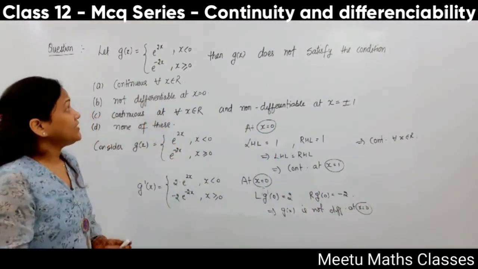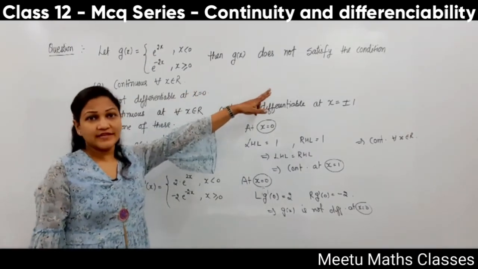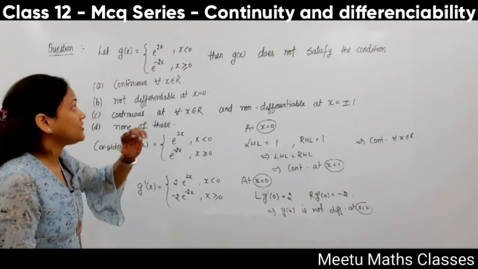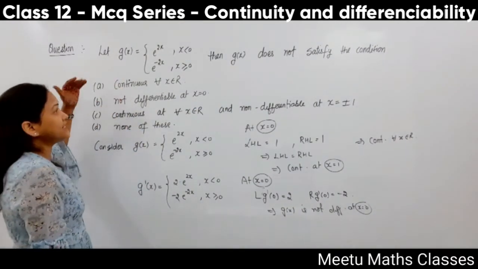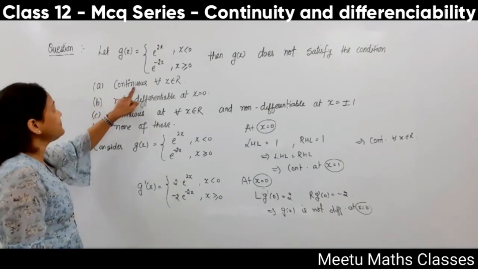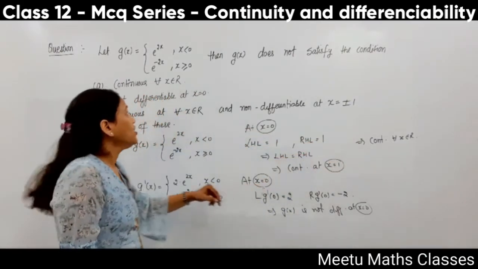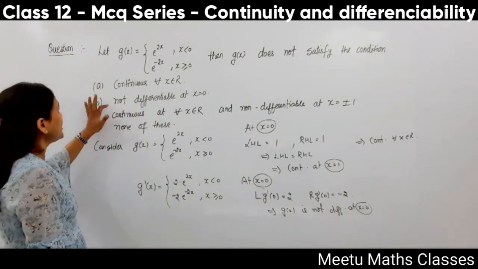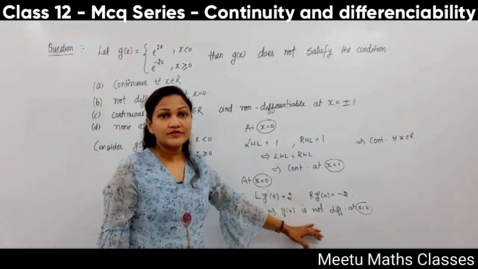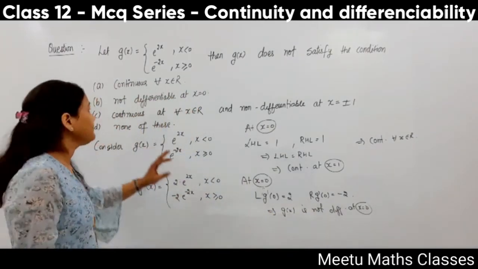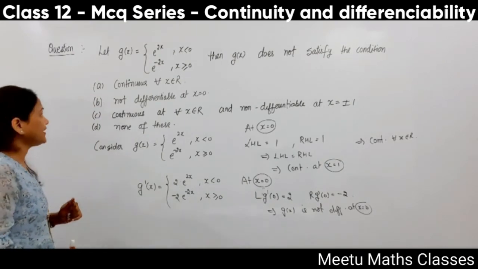Now आपको चेक करना है आपका कौन सा ऑप्शन g(x) does not satisfy the condition. तो आपको देखना है कौन सा ऑप्शन आपका सेटिस्फाई नहीं हो रहा है. First option is continuous for all x belongs to R, ये तो सेटिस्फाई हो रहा है. So this is not the correct option. It is not differentiable at x equals 0. Yes, it is not differentiable, तो ये भी satisfy हो रहा है. So this is also not the correct option.